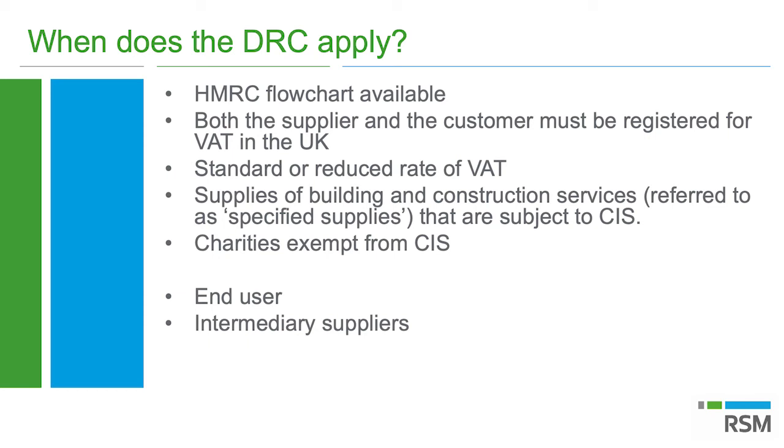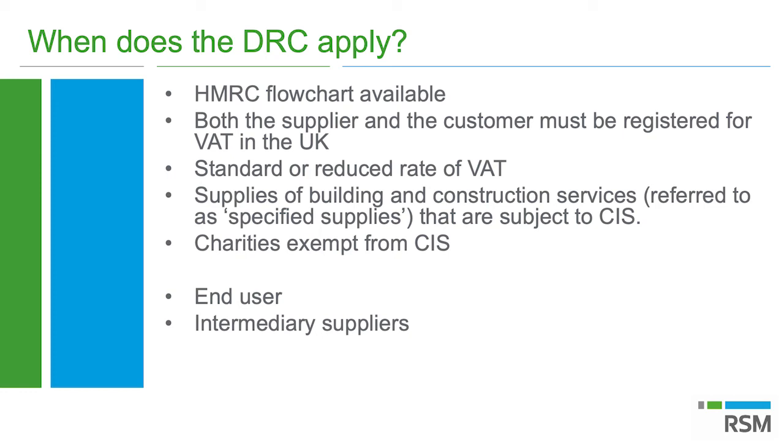The reverse charge will apply on building and construction services that are subject to CIS, the Construction Industry Scheme. It is important to understand that relevant services are a lot wider than just construction, and many services purchased by housing associations will be relevant. However, most housing associations have charitable status and are therefore exempt from CIS. This means the purchase would then not be subject to CIS, and the reverse charge will not need to be applied.